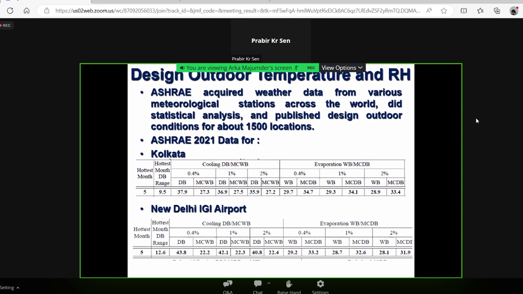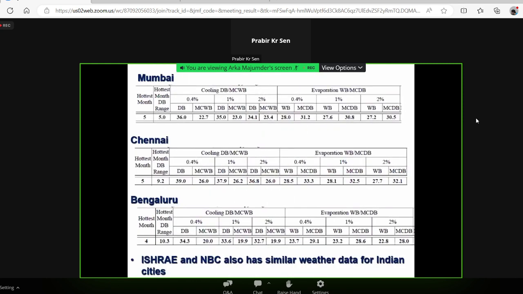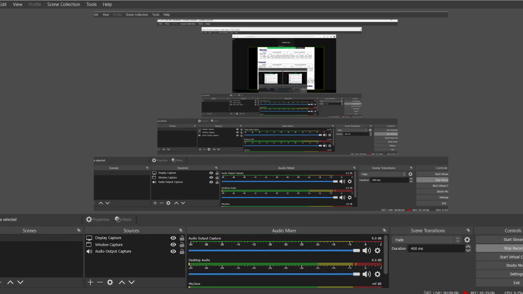Like this is the New Delhi design condition. It is also given. Next. Some more data for Mumbai, Chennai, and Bangalore. Similarly, ISHRAE and NBC has got similar design outdoor condition data. I don't think ISHRAE or NBC has got updated data for 2021. They normally use ASHRAE data.